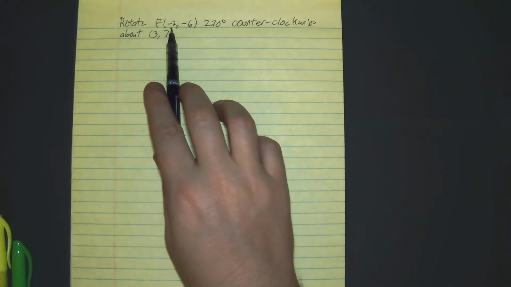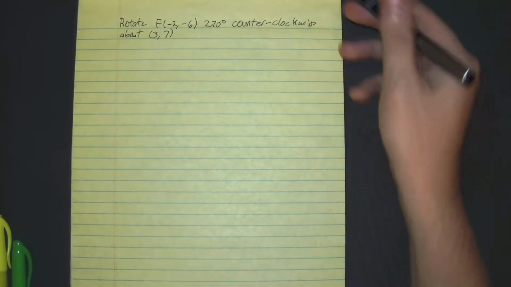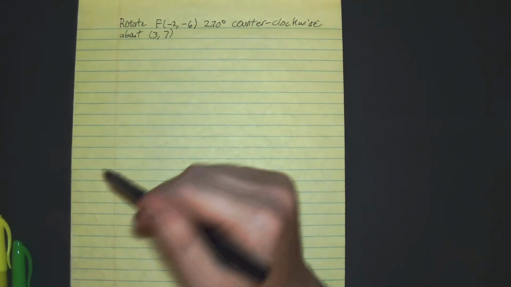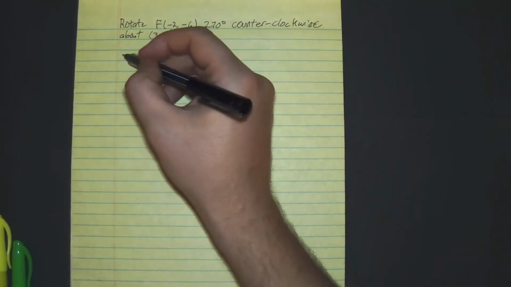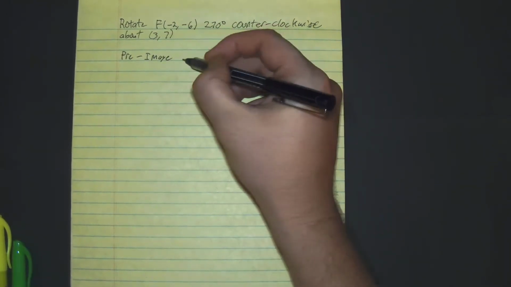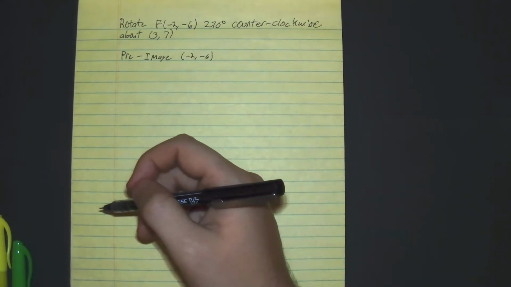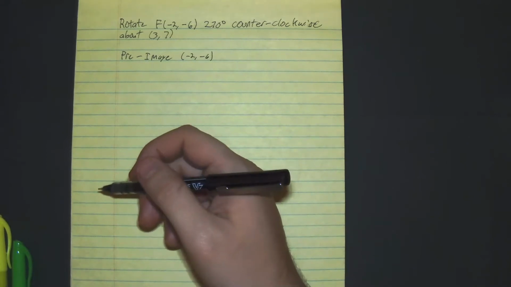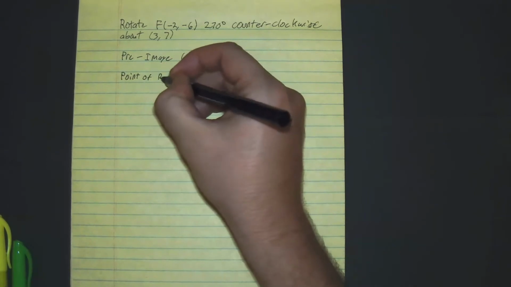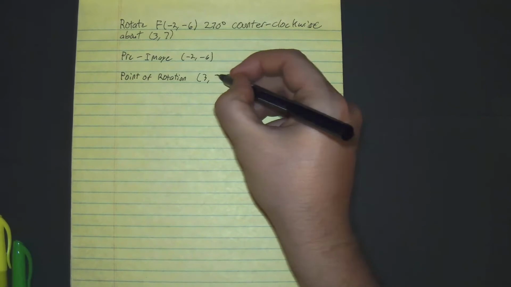Rotate point F, -2, -6, 270 degrees counterclockwise, about the point 3, 7. So let's start organizing what we have. We have our pre-image, which is located at -2, -6. Then we have our point of rotation, which is located at 3, 7.